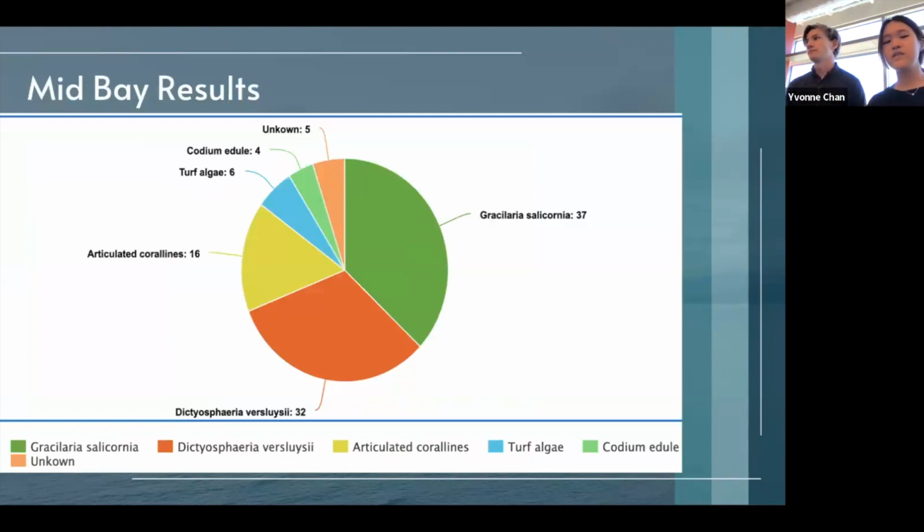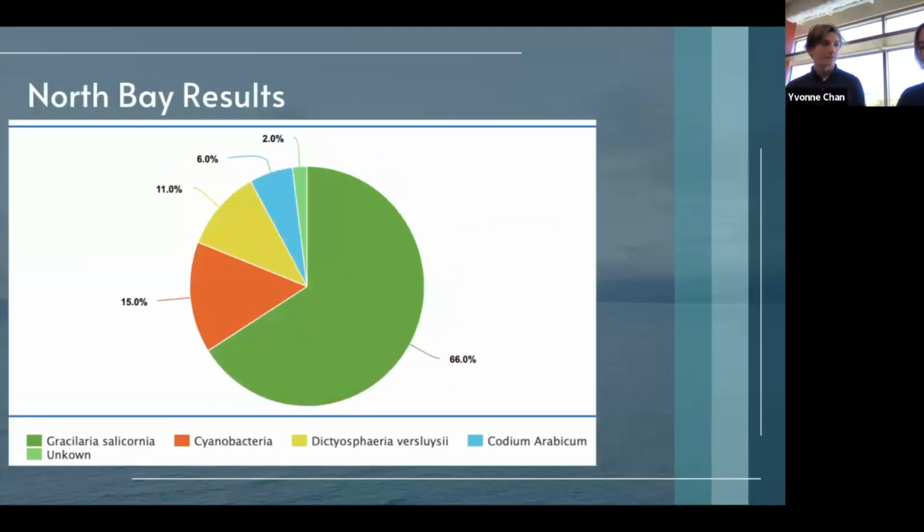And the results of the Mid Bay were more split, with Gracilaria salicornia and Dictyosphaeria being almost equal, and the rest being unknown and either turf algae, Codium medulae, or articulated corallines. And in the North Bay, also the majority of algae was Gracilaria salicornia.